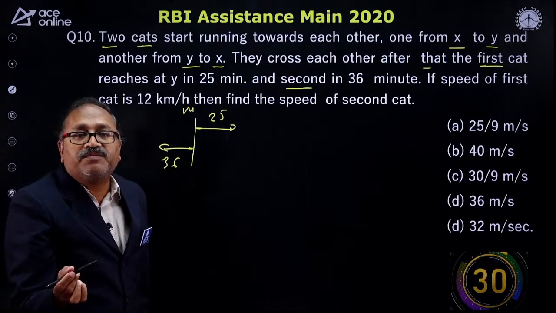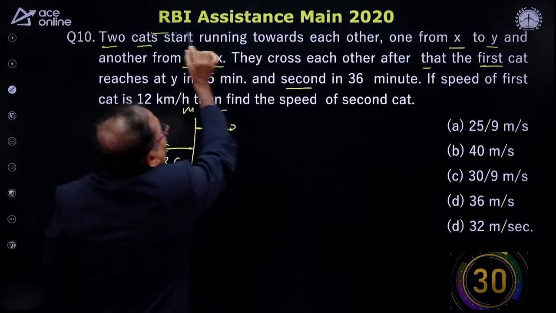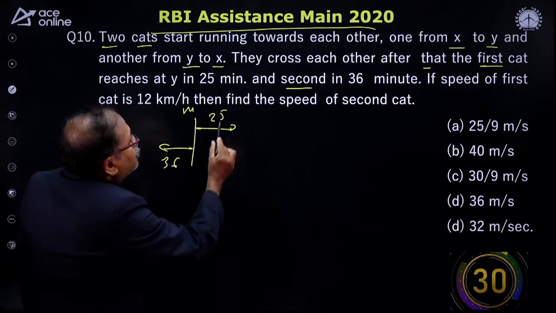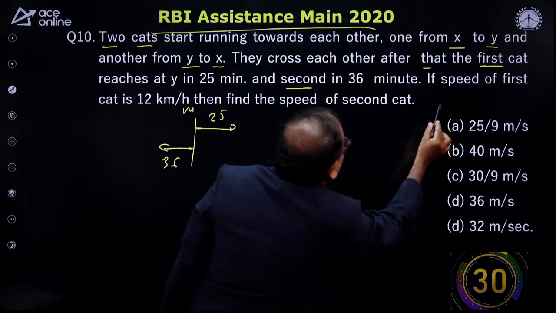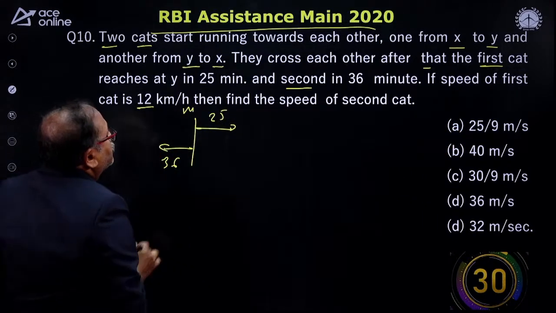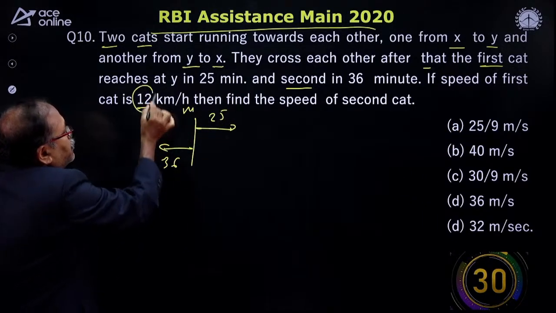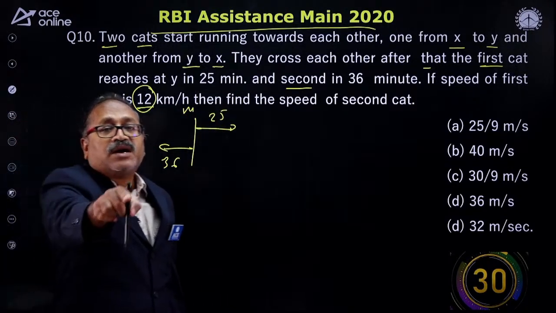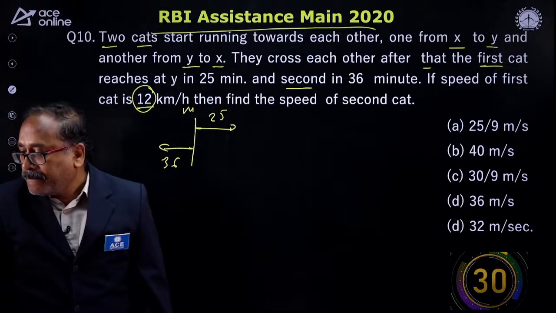It's a very stereotypic question. I am just discussing the first 20 questions of this exam. Now you are asked: if the speed of the first cart is 12 km per hour, then what is the speed of the second cart? Your 30 seconds starts now. Come on.